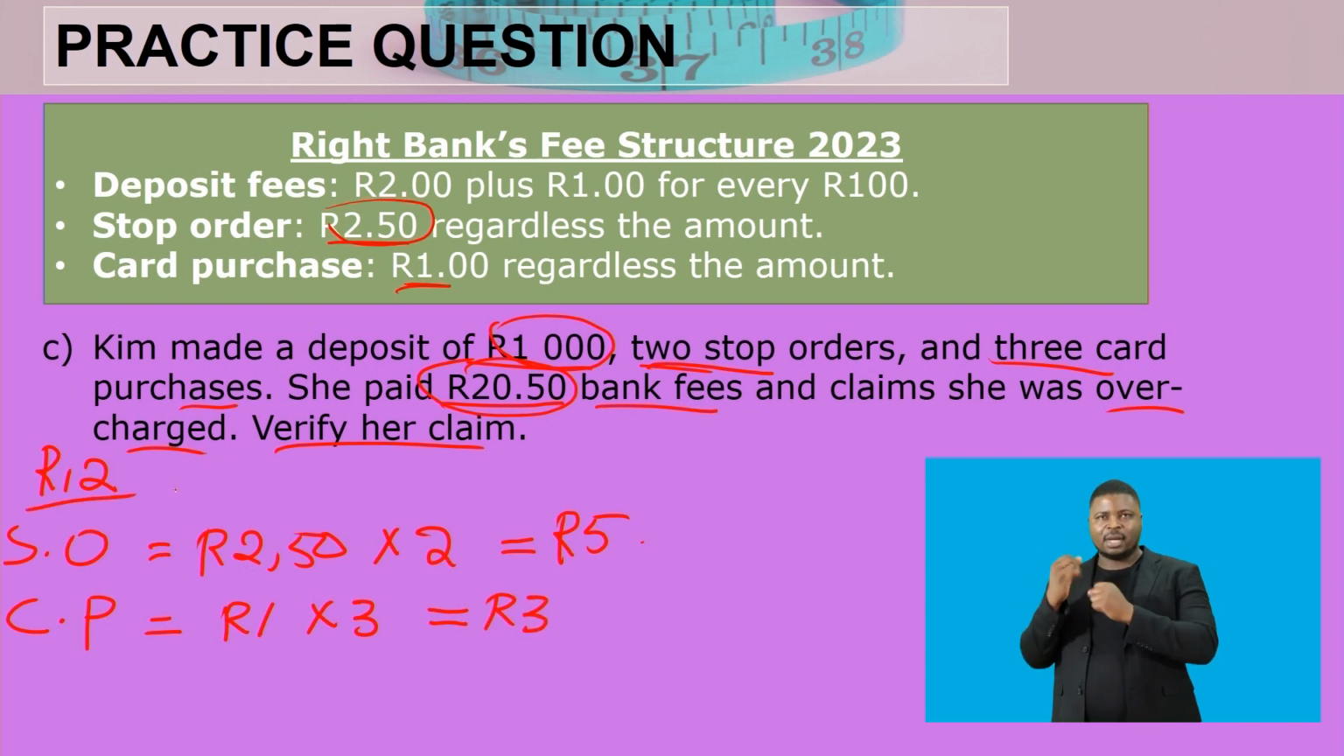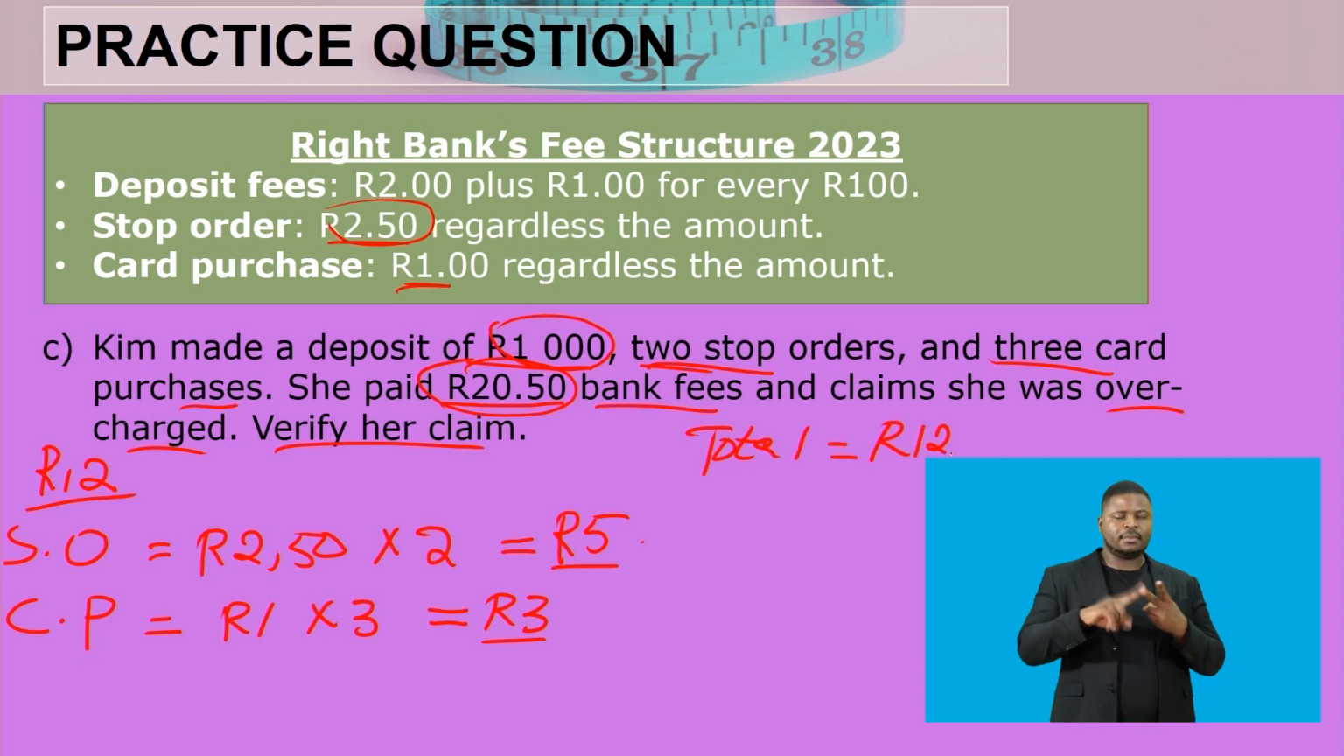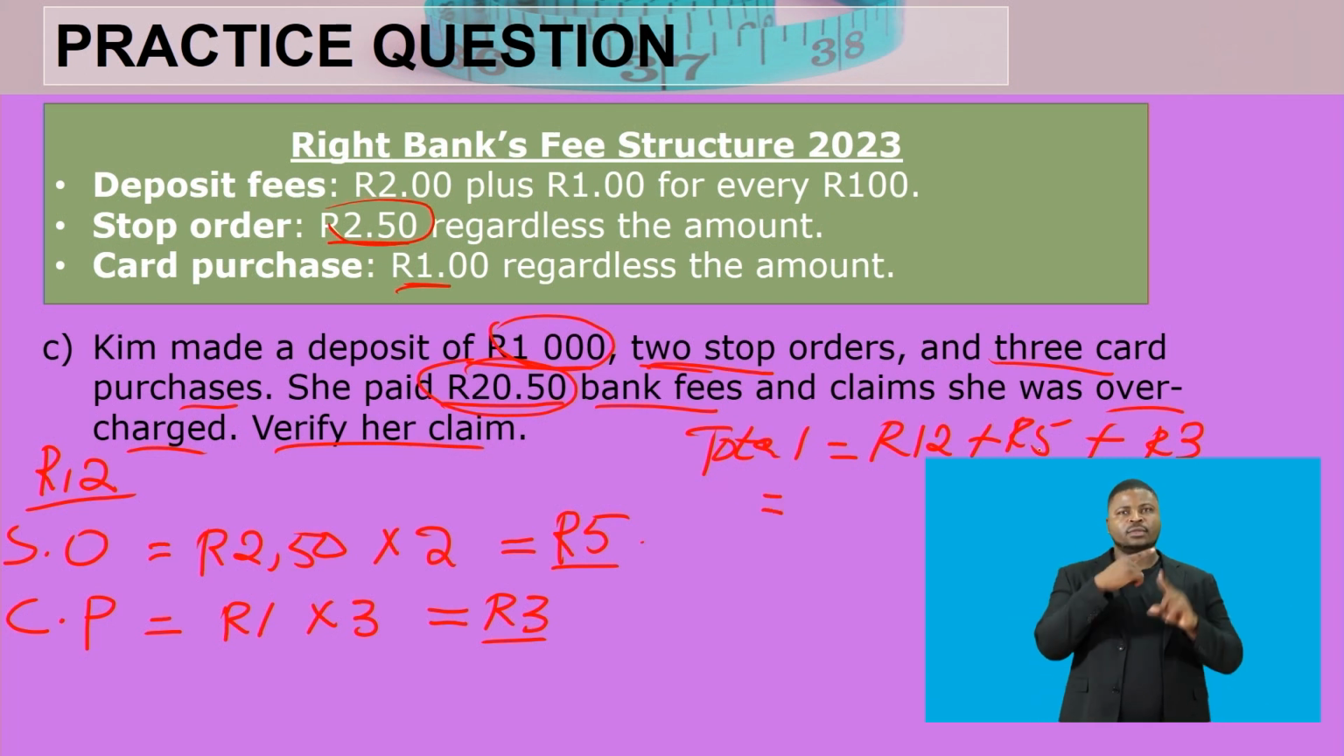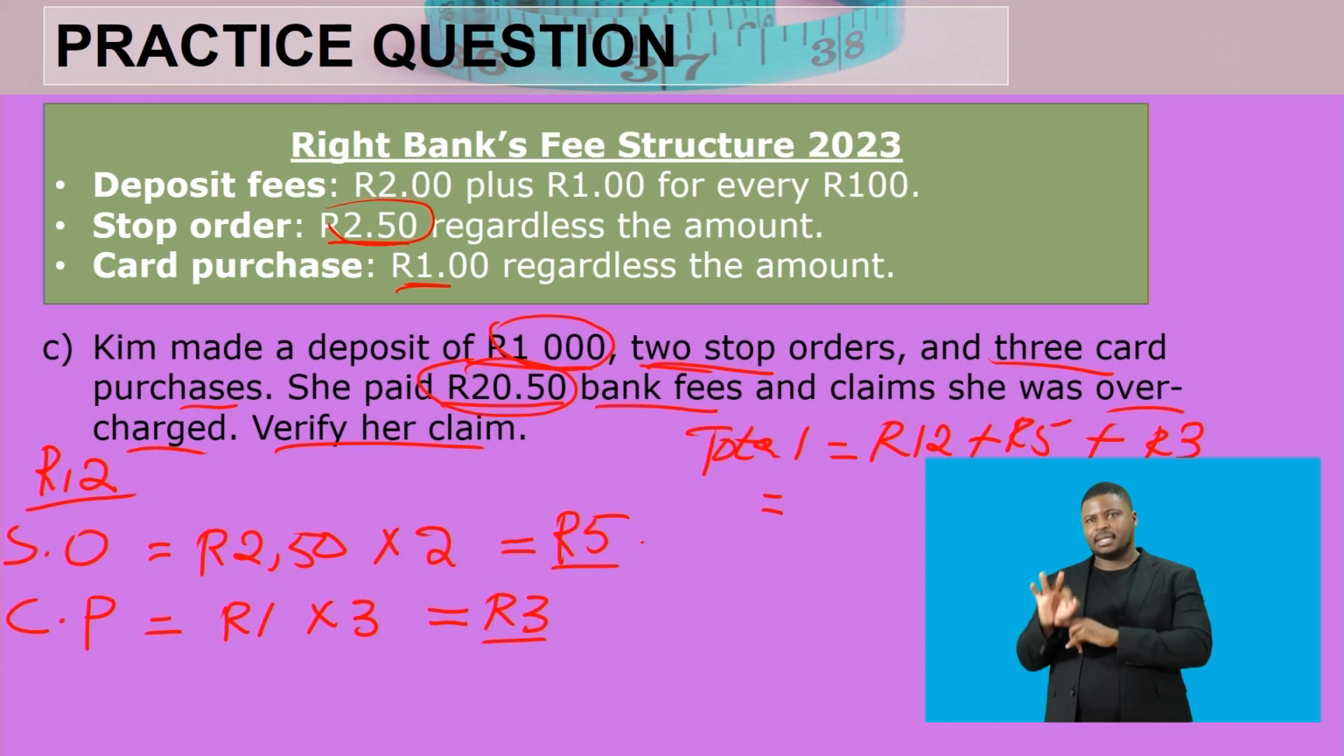We've got all the charges, so we can find the total charges. We'll say total charges is equal to the 12 rand plus the 5 rand for the stop orders plus the 3 rand for the card purchases. So what is 12 rand plus 5? It gives us 17 rand. What is 17 rand plus 3? It gives us 20 rand. So it means Kim was supposed to pay 20 rand for her bank fees.